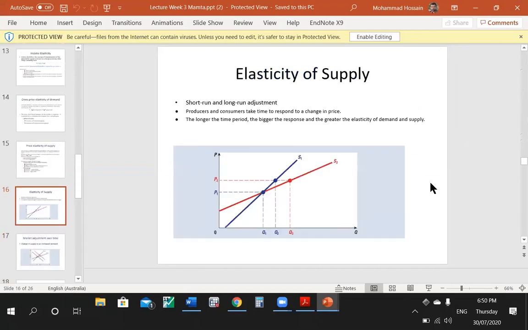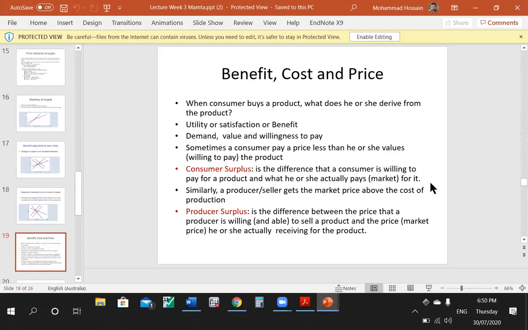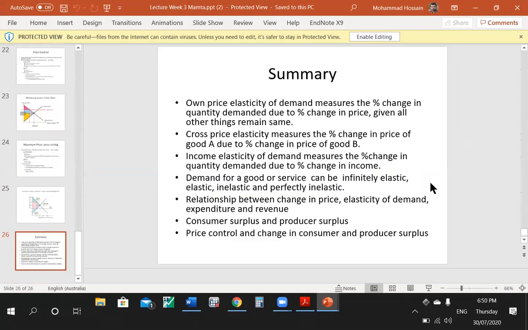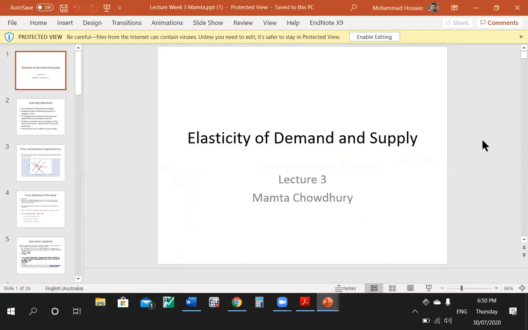Income, price, cost, we did these things. I remember that. Yes, consumer surplus and producer surplus. Very important one. I would like to talk about this one, consumer and producer surplus. It's not that much. Okay, let's go through consumer and producer surplus.